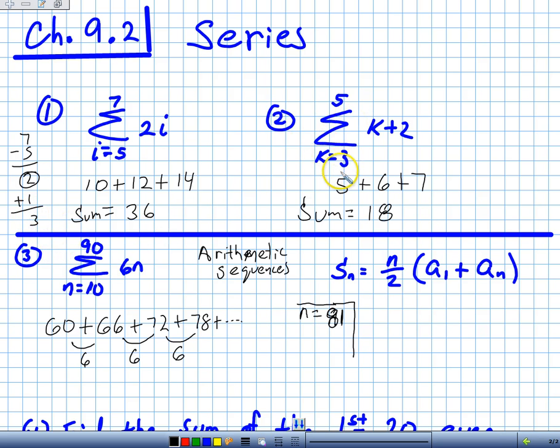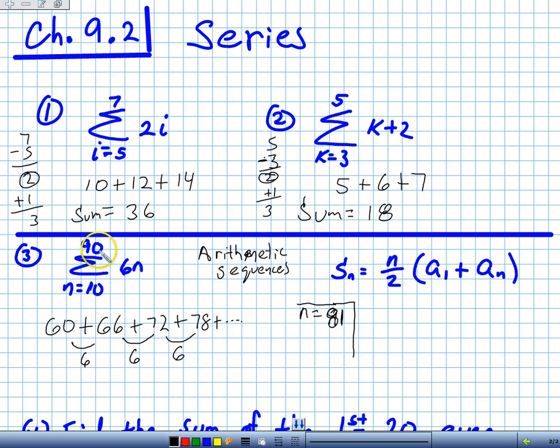Let me show you that it works over here also. How many terms did I add? 3, right? Let's do this calculation. 5 take away 3 is 2. But then you add 1 to it. You get 3. 3 terms that I added.